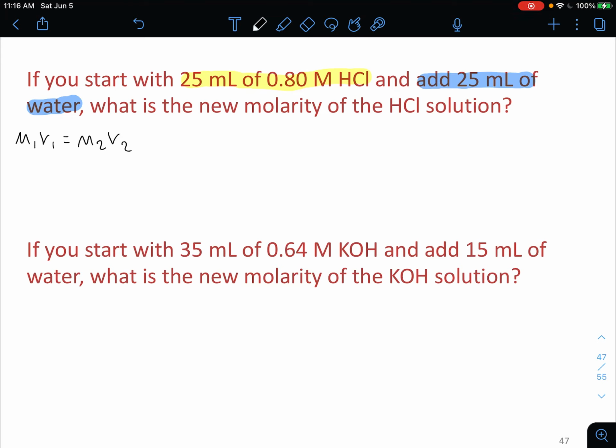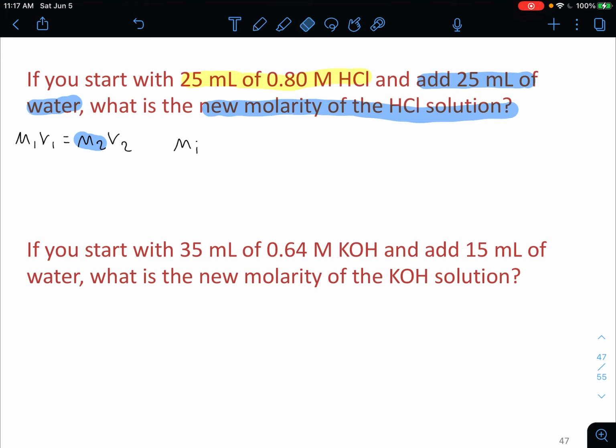And then the next problem is the same type, but just not round numbers, so we'll actually have to work it all out. So the question is, what is the new molarity of the HCl solution? So I'm trying to solve for M2. After dilution, what do I get? So let's write out what we know.